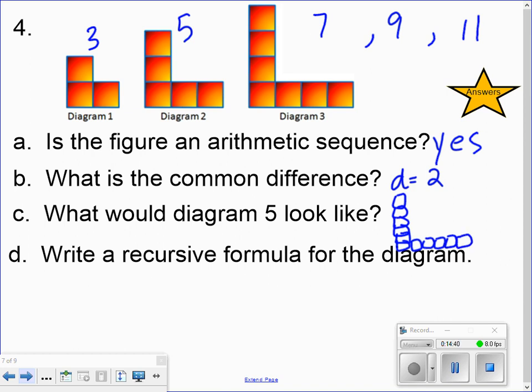All right. And then if we wanted to write the recursive formula, remember that all that you need for the recursive formula is the common difference. So a of n and a sub n minus 1 are going to stay just like that because we don't know what term we're looking for, which means we don't know the term that comes before it. And then the common difference would be our plus 2 here. So this would be our recursive formula.